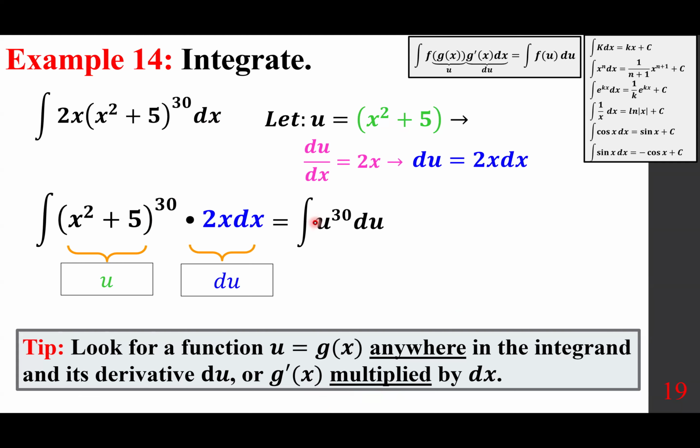And that follows the power rule, 1 over 31, u to the power of 31 and a constant, where u is x squared plus 5. Reverse substitution gives us the final answer, 1 over 31, x squared plus 5 to the power of 31, plus a constant. It's important, again, when you have substitution, first and foremost, define your u and then come up with du.